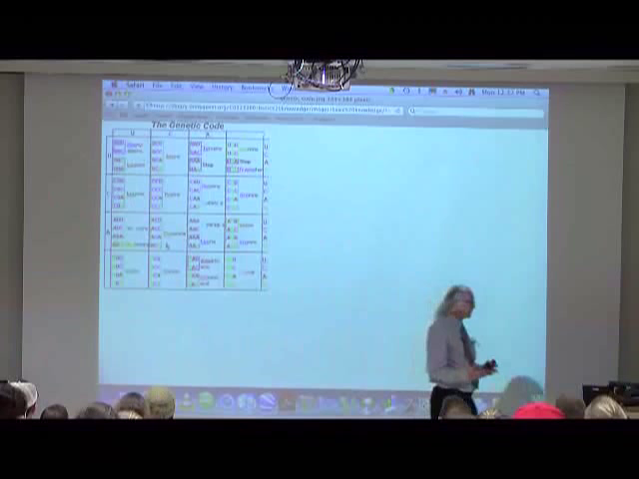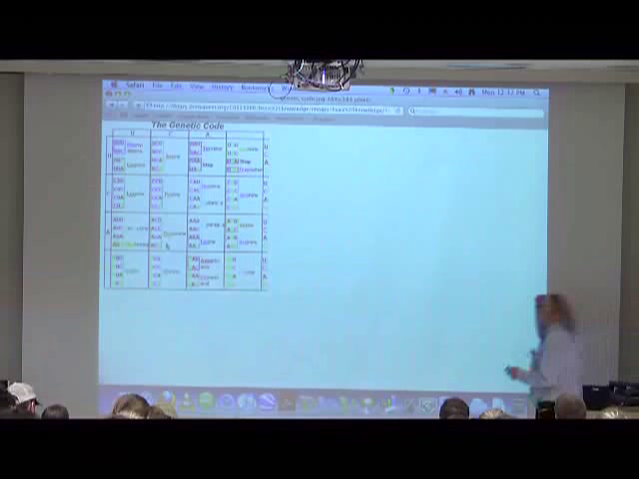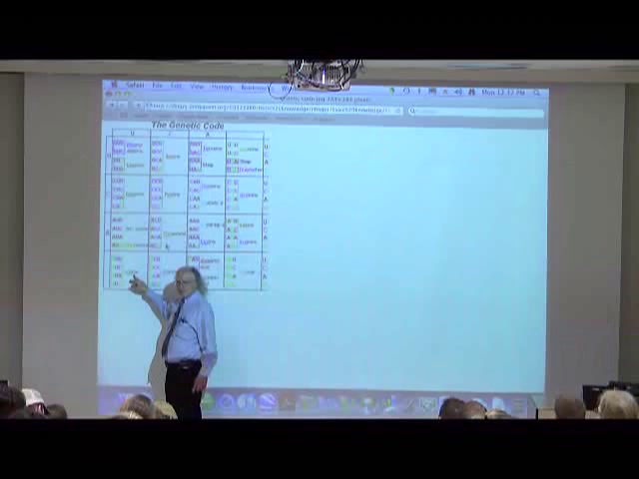Now, if we look at these sequences closely, what we see is that, in this case of valine, it's specified by GUU, GUC, GUA, GUG.